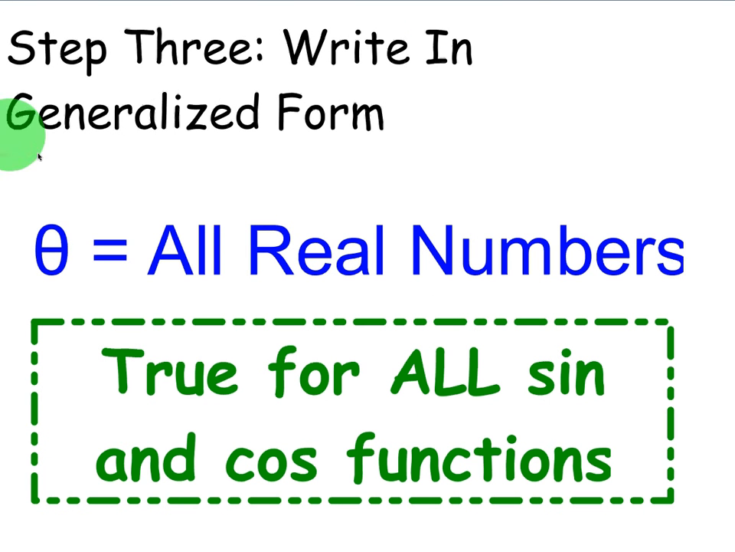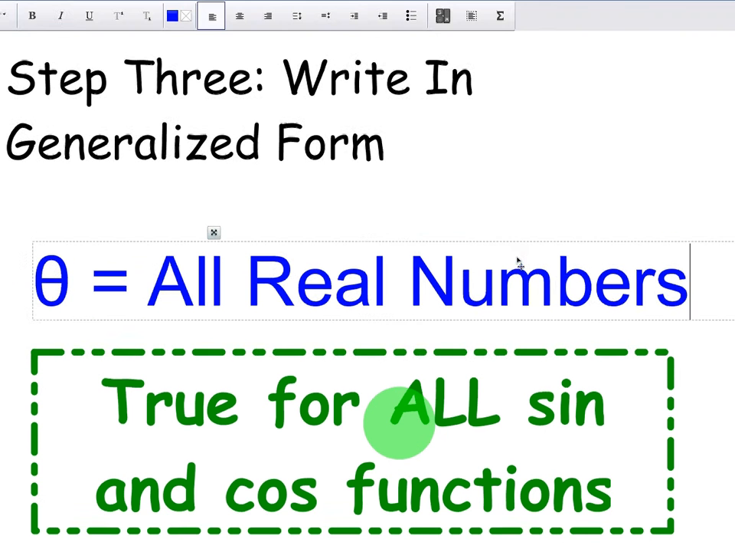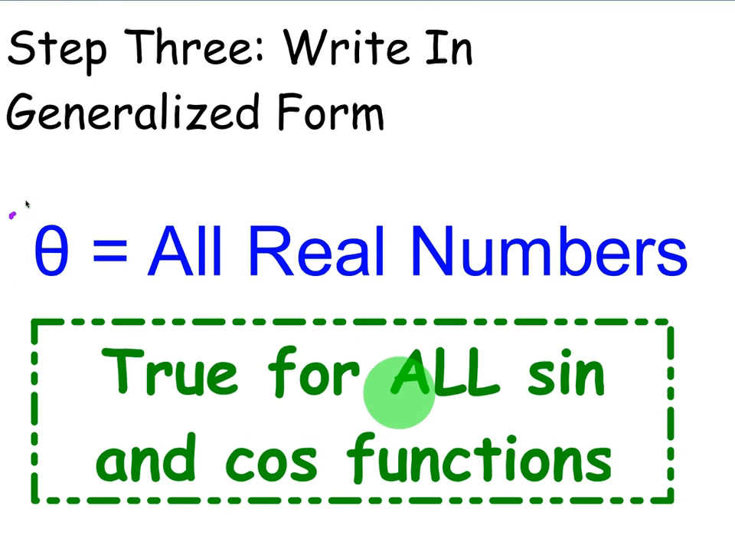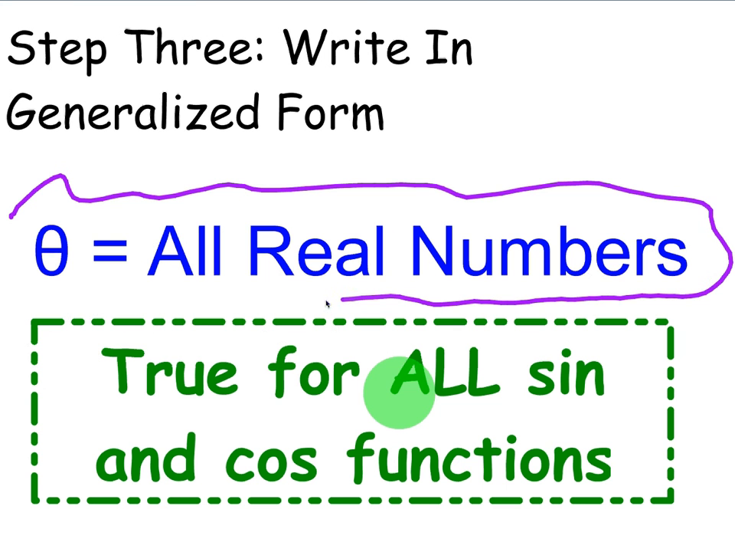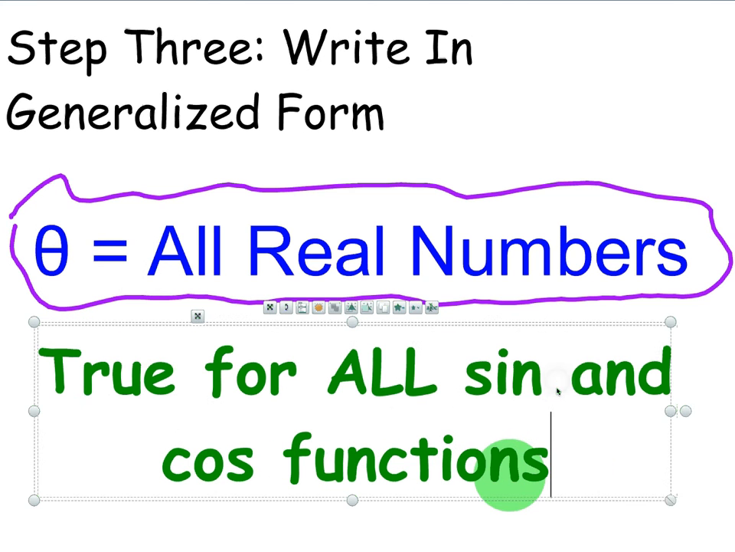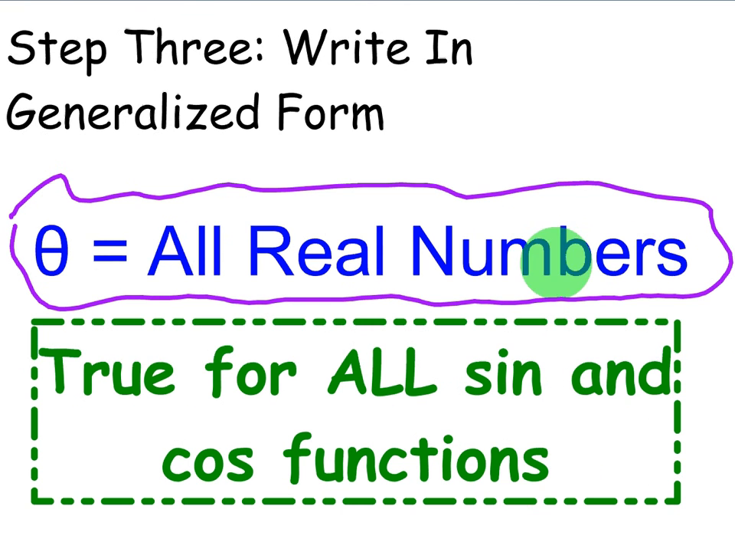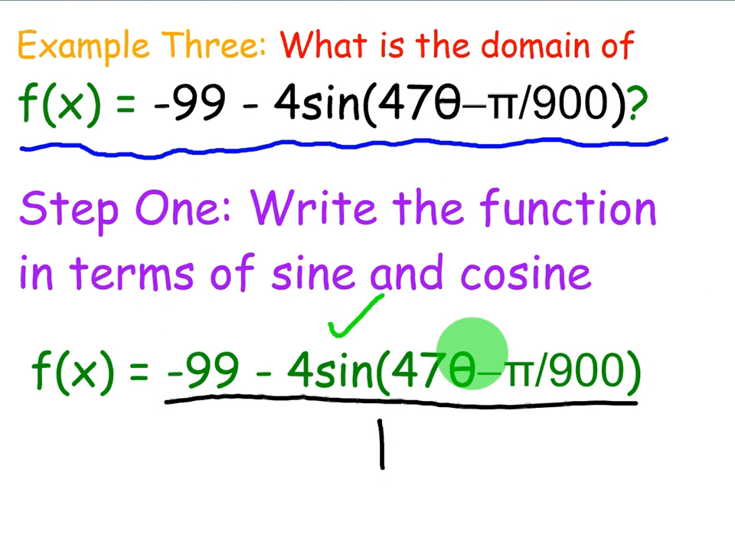Step 3, we're going to write it in generalized form. Because there's no denominator for sine and cosine, the domain for sine and cosine is theta is equal to all real numbers. I'm going to go ahead and circle that. That is true for all sine and cosine functions. The domain will always be all real numbers because there's no fractions, so there's nothing to plug into the bottom that could be a problem, right? There's nothing that I can plug into the bottom that would give me an undefined.